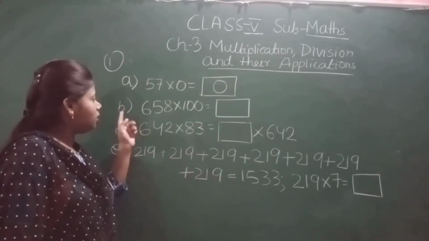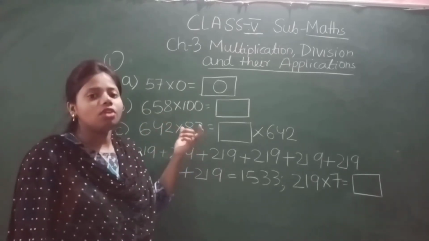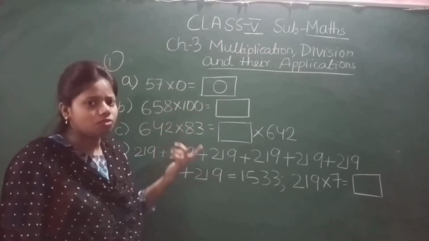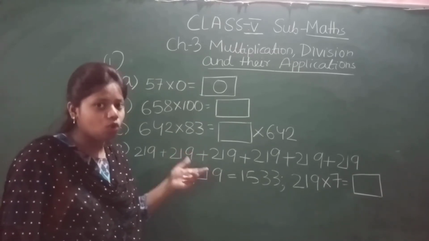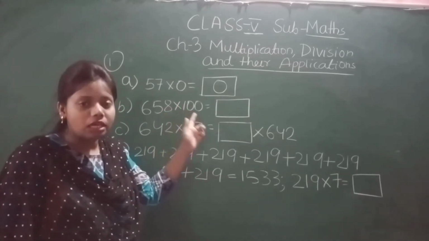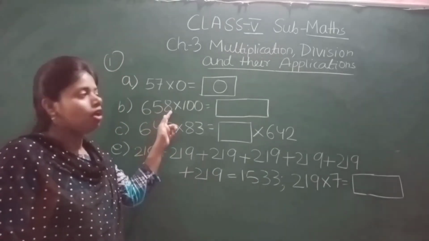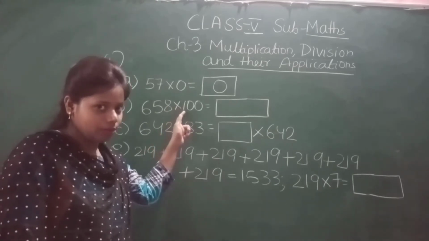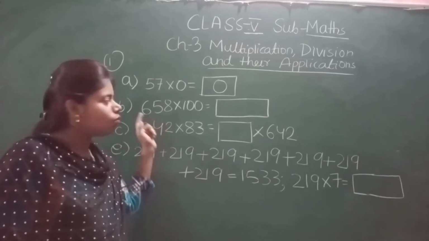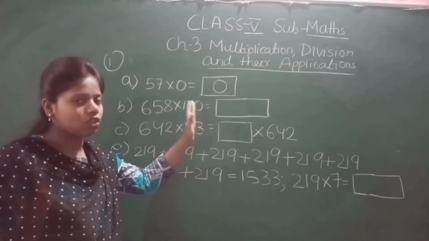Now number B, 658 into 100. When we multiply the multiplicand with 100, which is the multiplier, it becomes very easy. I will teach you the shortcut for how to multiply by 10, 100, 1000 and so on. Here it is given to multiply by 100. So we will multiply this first with the first digit of 100, which is 1. We will keep the zeros aside.